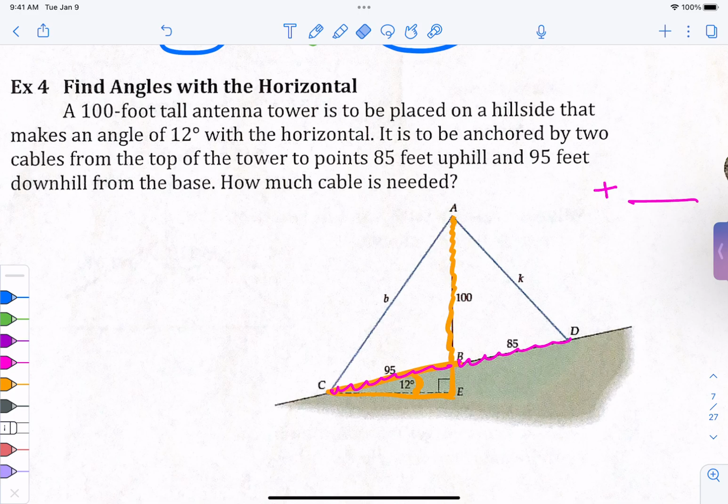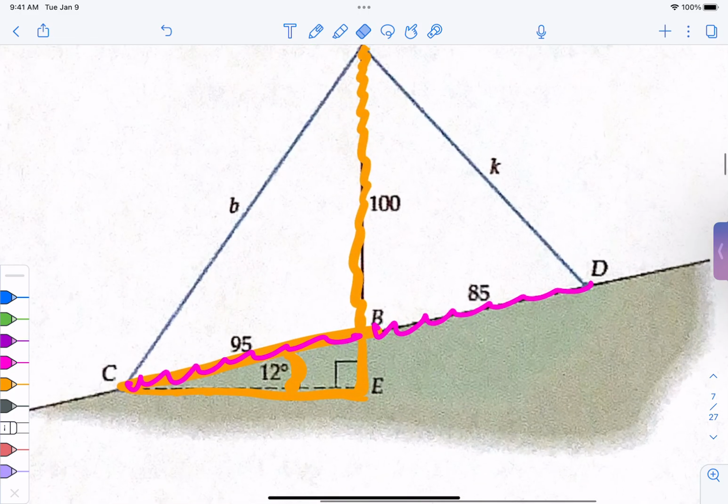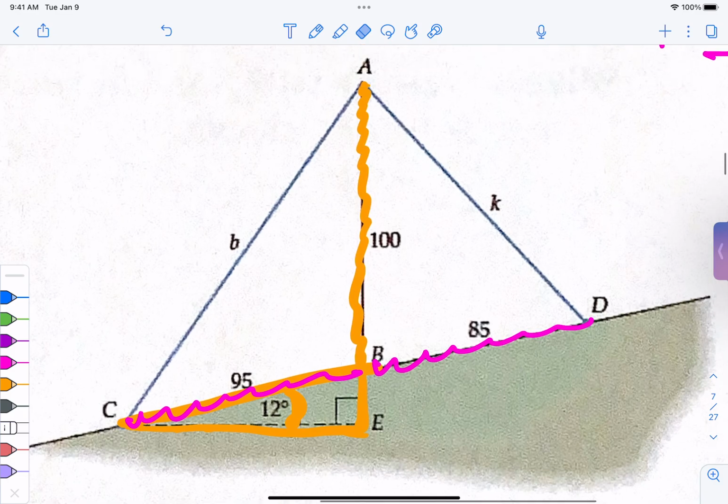Interesting. Interesting. Okay, all right, I got it, I think, maybe.